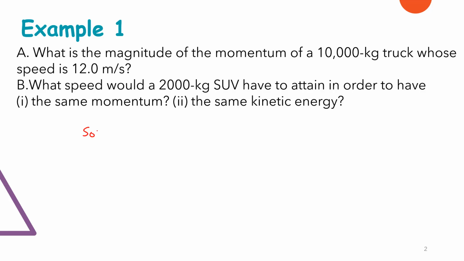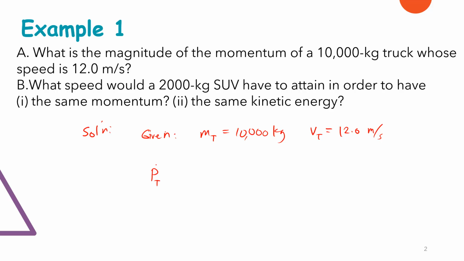So to calculate the magnitude of the momentum, we have this given. The mass of the truck, take note, is equal to 10,000 kilograms, while the speed of the truck, denoted by Vt, is equal to 12 meters per second. So the magnitude of the momentum is just equal to this.